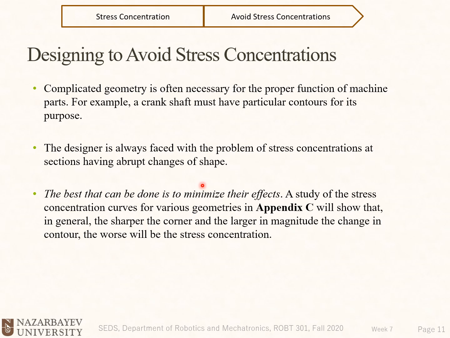A study of the stress concentration curves for various geometries in Appendix C will show that in general, the sharper the corner and the larger in magnitude the change in contour, the worse will be the stress concentration. So refer to Appendix C for different shapes and find out how we could calculate the geometrical stress concentration, and see that with sharp corners and edges, the stress concentration will be higher.